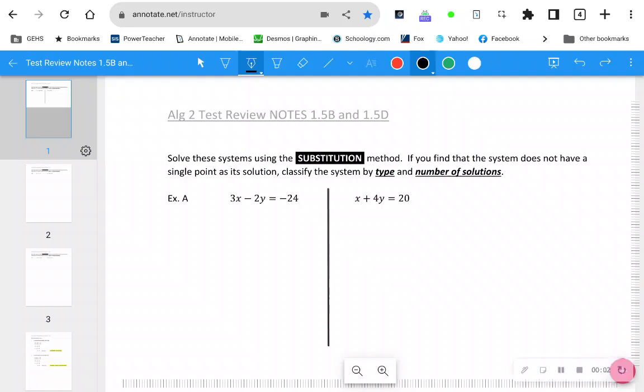Okay, this is Mr. Peterson, and we're looking at notes for section 15B and 15D. The first thing on tap here is learning how to do the substitution method.